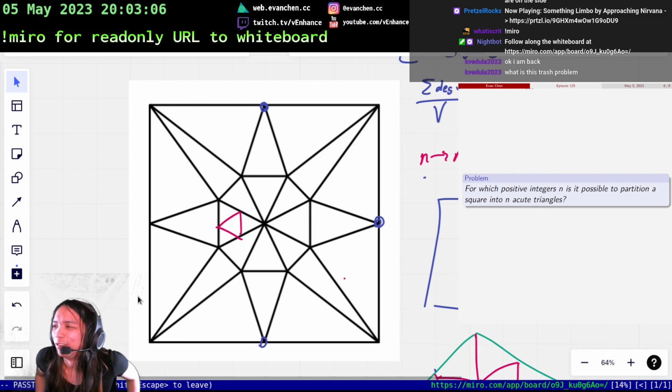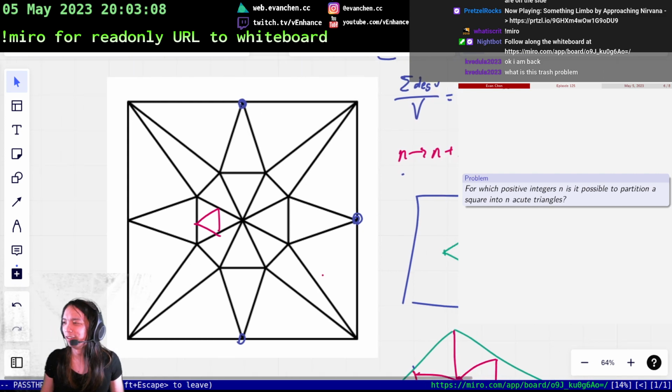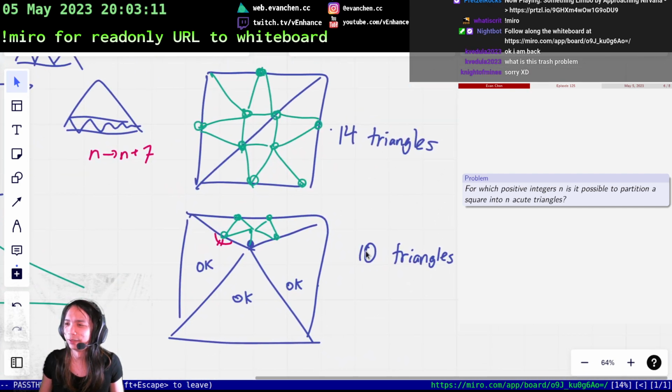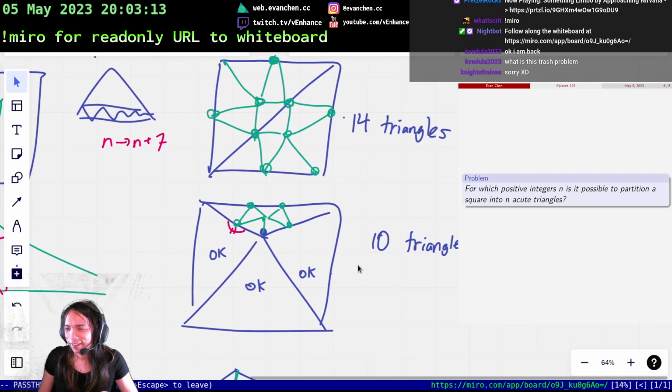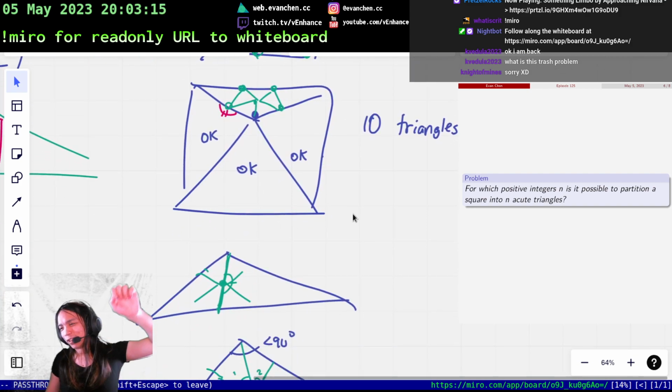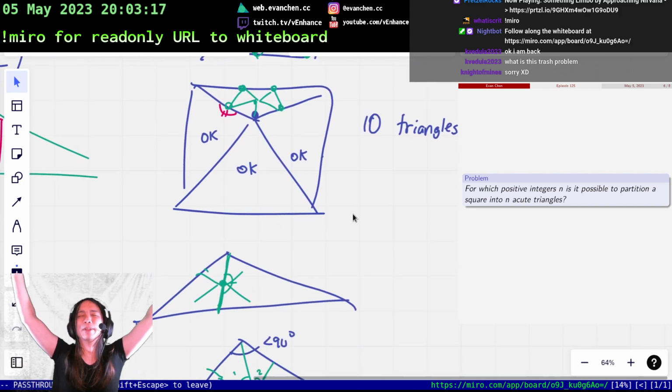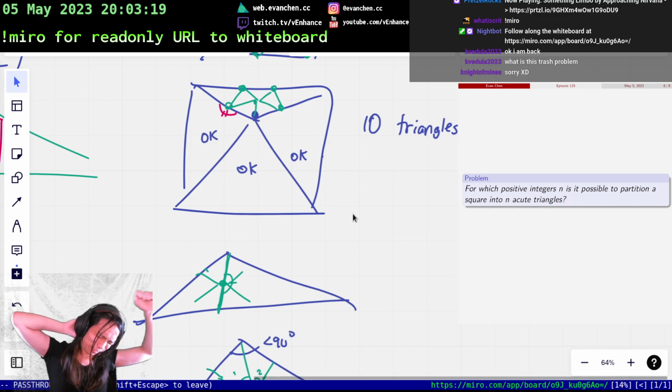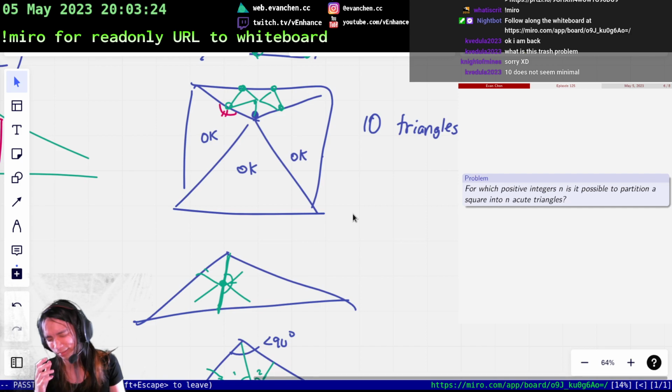Well, no, it's fine. We know how to get 10 and every number that's at least 13. We also have shown that if you have an obtuse triangle, there's no partition into fewer than 7 triangles. I don't know about anything else.